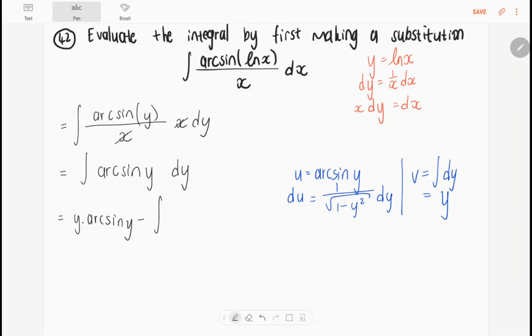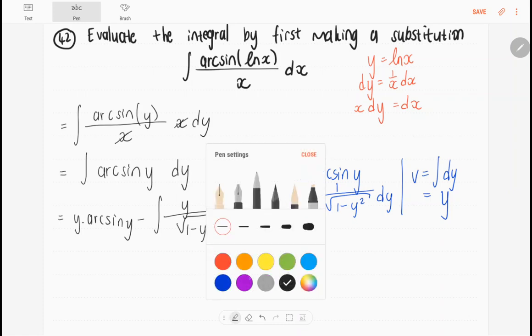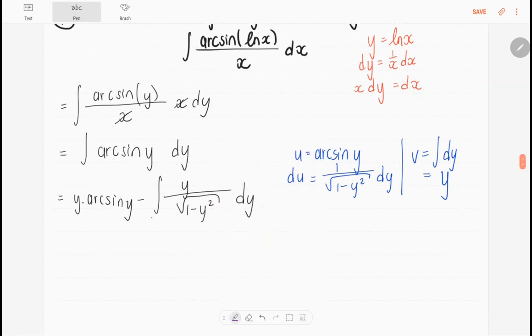Minus the integral of v, and v is just y, multiplied by du. So it's y over the square root of 1 minus y squared dy. Now, our integral that we have here is one that we can do by just using a simple substitution.